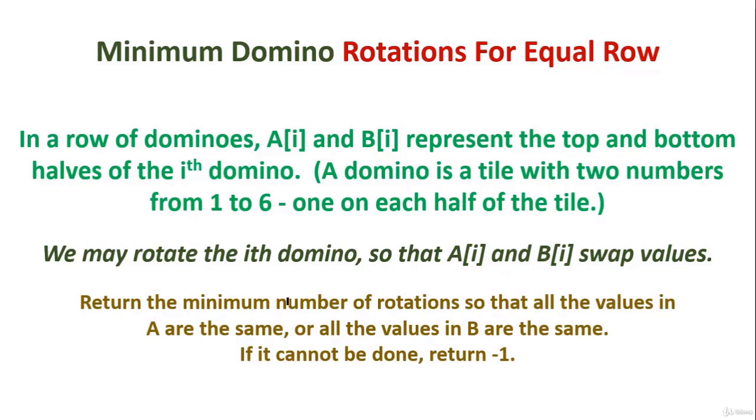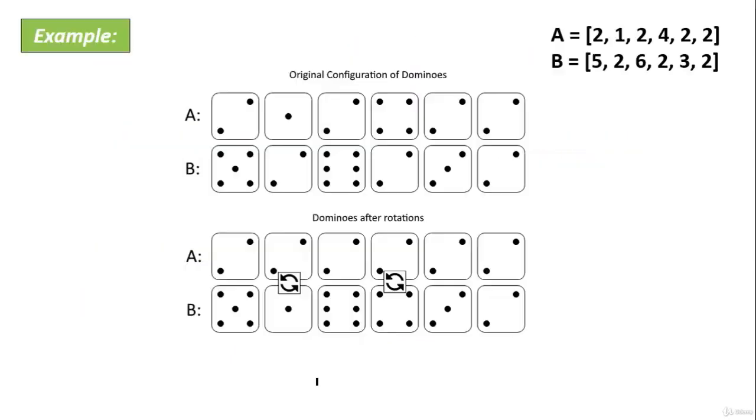We have to return the minimum number of rotations so that all the values in A are the same or all the values in B are the same. If it cannot be done, then we have to return -1.